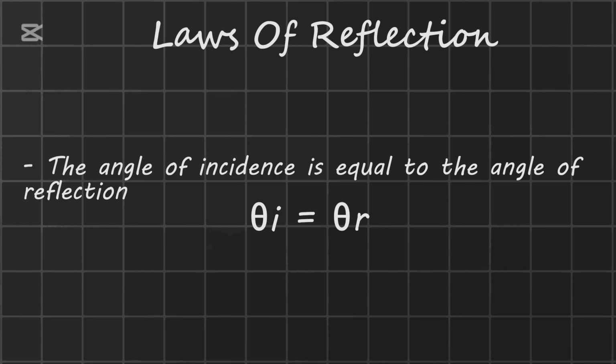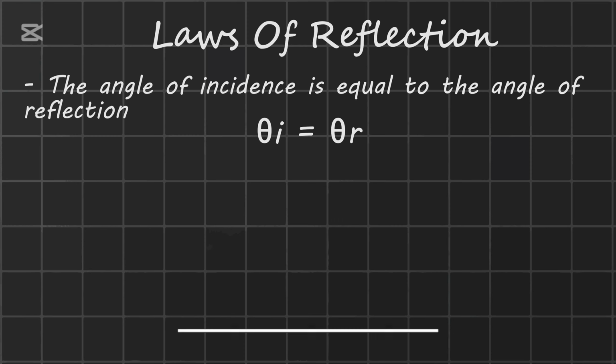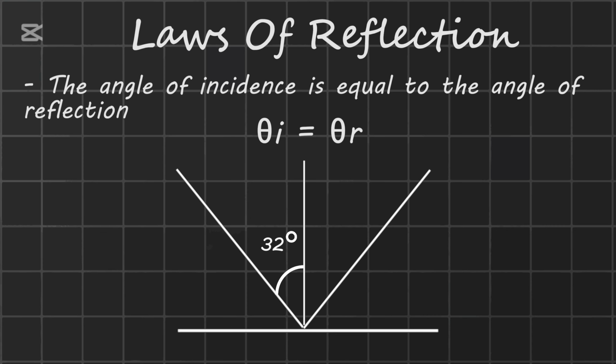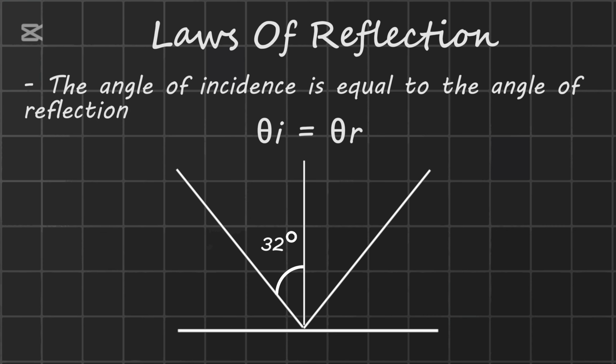Let's give an example for further understanding. An incident ray strikes a flat, smooth surface at an angle of 32 degrees to the normal. What is the angle of reflection? Again, according to the law of reflection, the angle of incidence is equal to the angle of reflection. Therefore, the angle of reflection is 32 degrees, as it is equal to the angle of incidence.